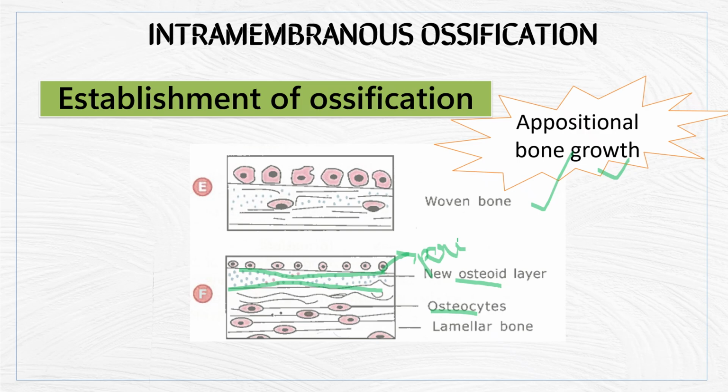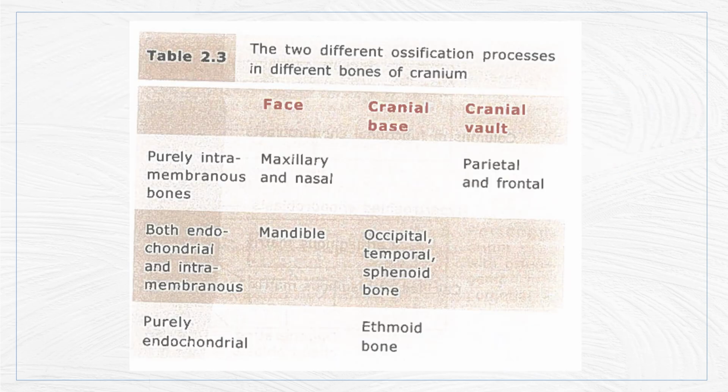So this is all about the steps in intramembranous ossification. And one more thing, I just want to give the different ossification processes in different bones. In the face, purely intramembranous bones are the maxilla and nasal bone, and pure endochondral is not present. Both endochondral and intramembranous ossification take place in the mandible, because the mandible is formed by Meckel's cartilage. That is, Meckel's cartilage will be formed, and in and around the Meckel's cartilage, the mandibular bone will be forming.